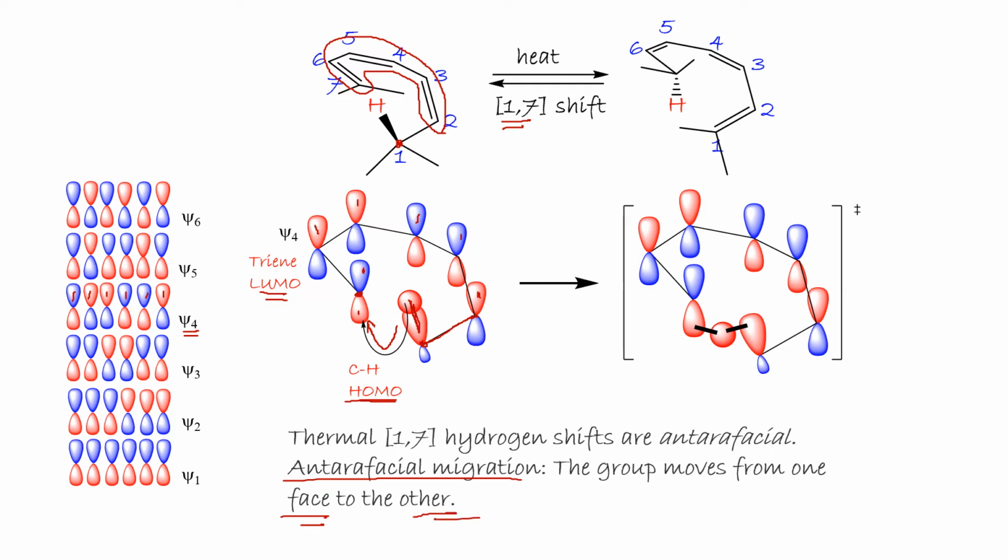Here the hydrogen will leave, go down to reach the new identical phase to form a bond. That's why here the hydrogen is up, and in the product it is down.